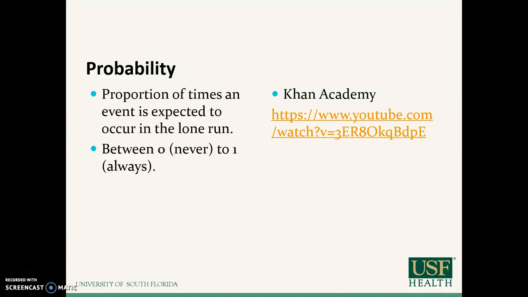The probability is, roughly speaking, the proportion of times an event is expected to occur in the long run. That's a very rough description, not a strict definition. Intuitively, a probability should be between 0, which means never, and 1, which means always. Here is a link to a video in Khan Academy about the concept of probability.